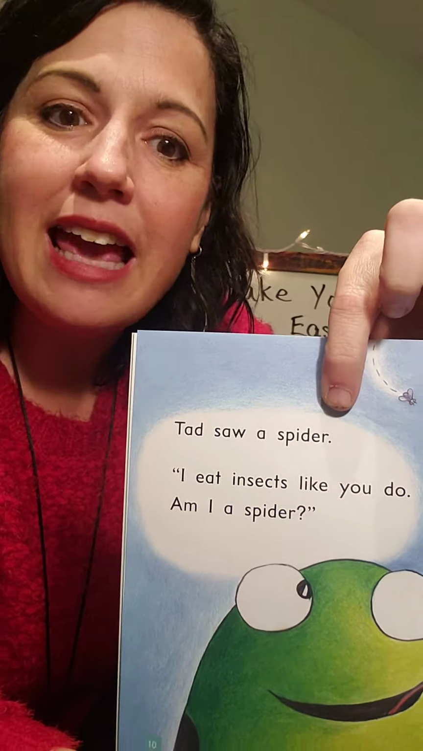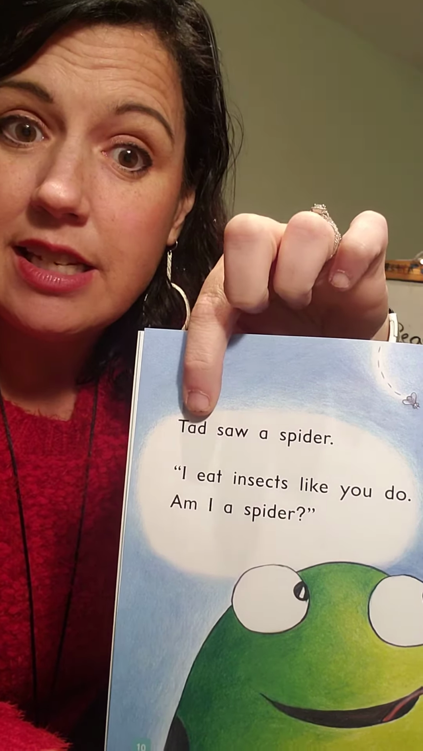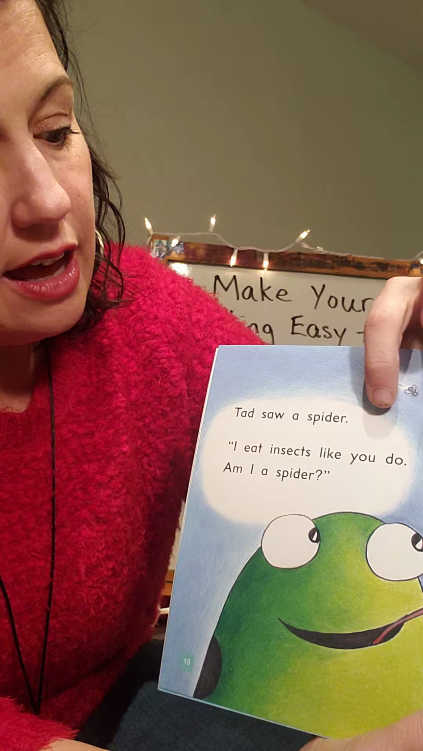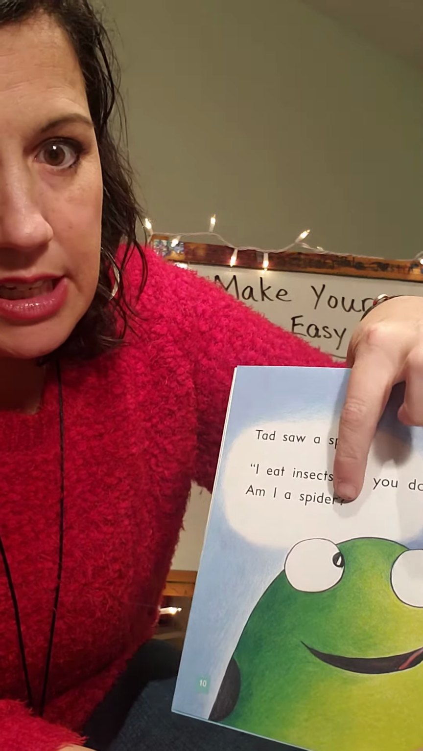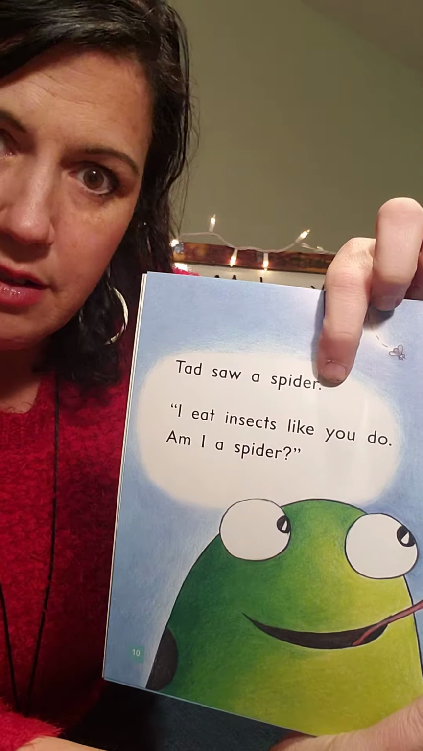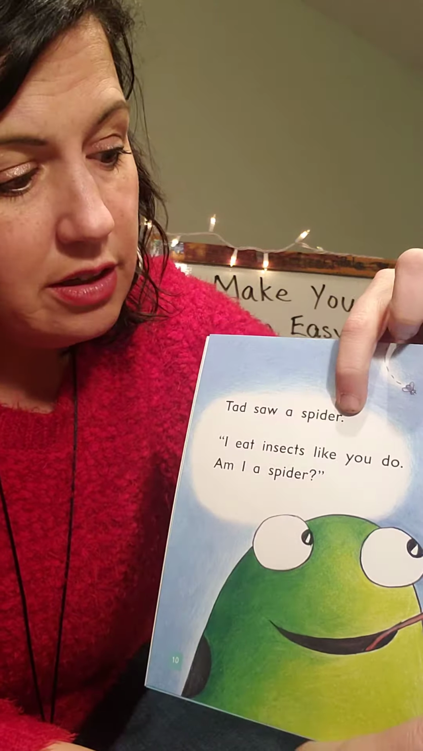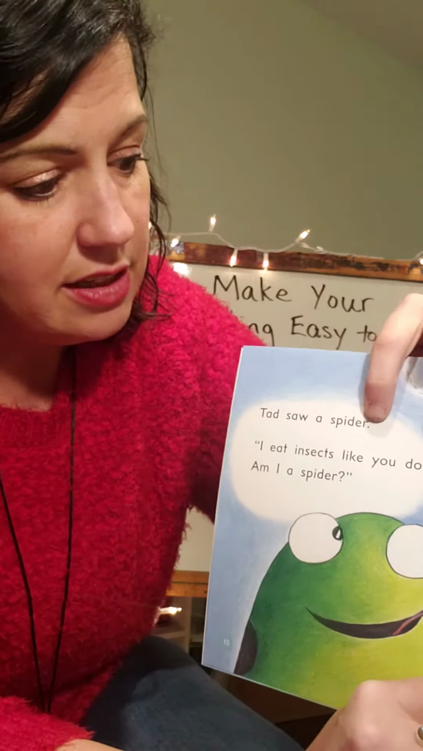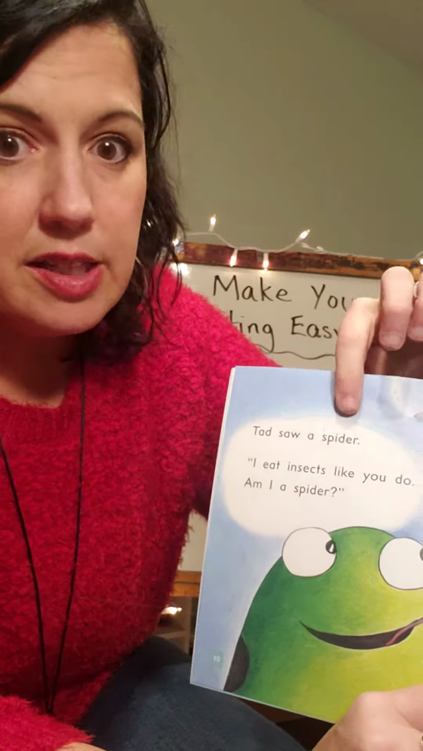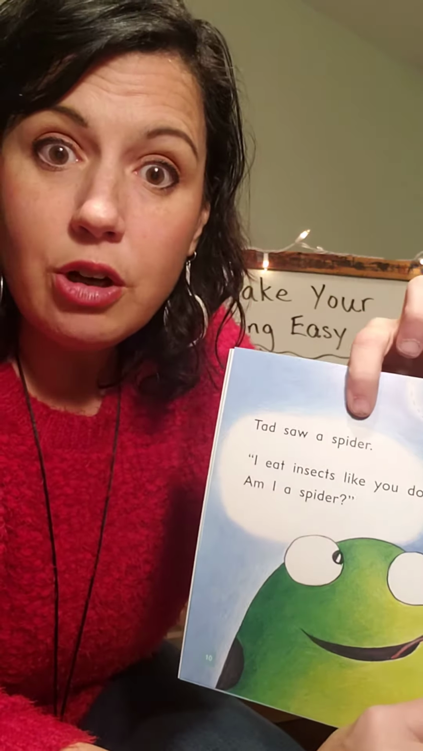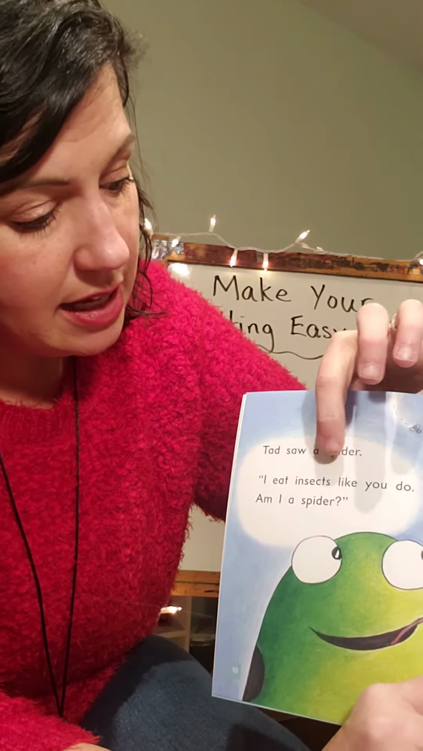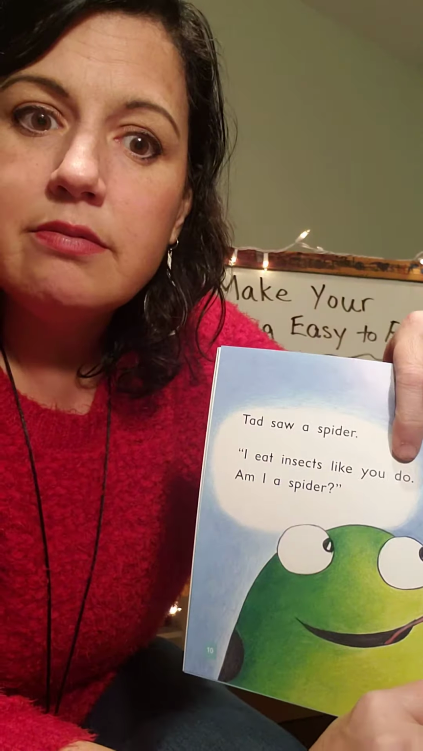That's right. Capitals are at the beginning of sentences, and we have punctuation marks at the end of every sentence. Sometimes they're periods. What does a period mean? It means it's the end of that idea, of that sentence. Tad saw a spider. Okay. Next idea. I eat insects like you do. Period.